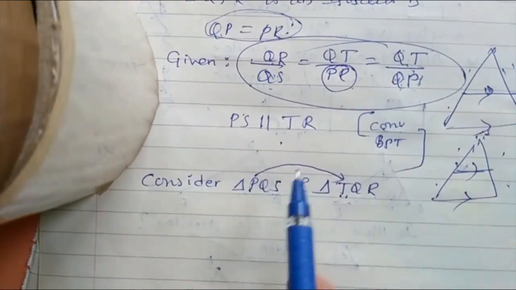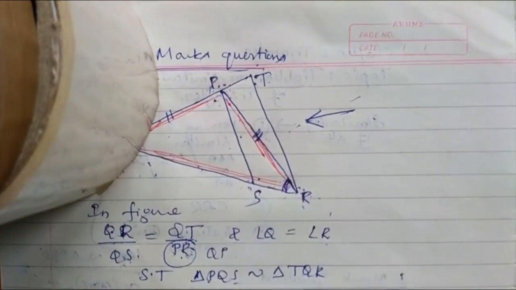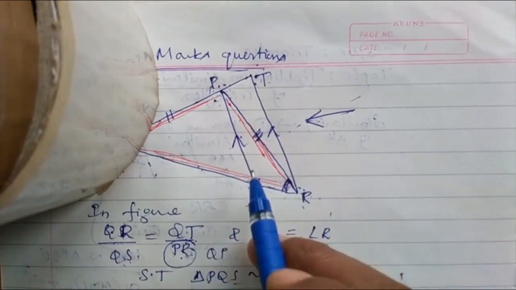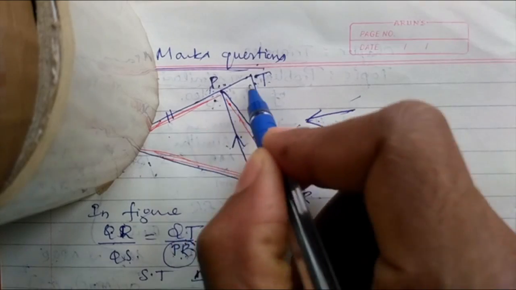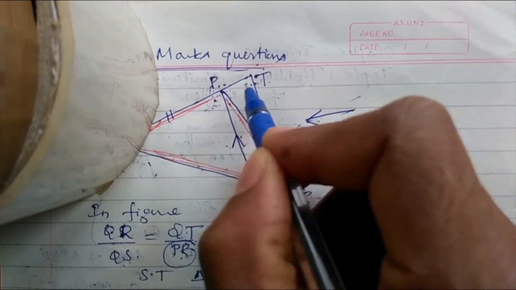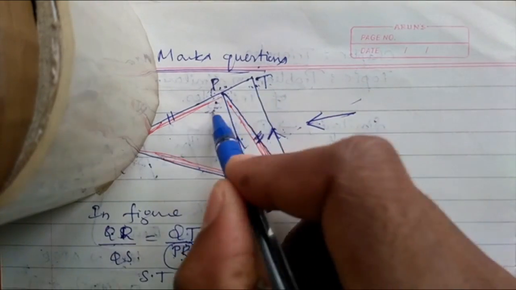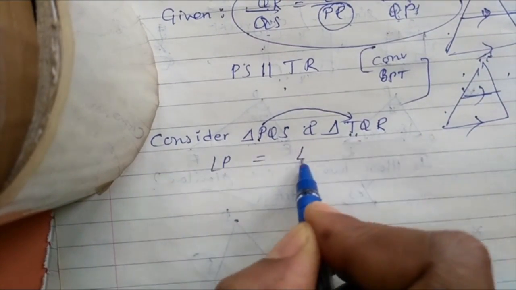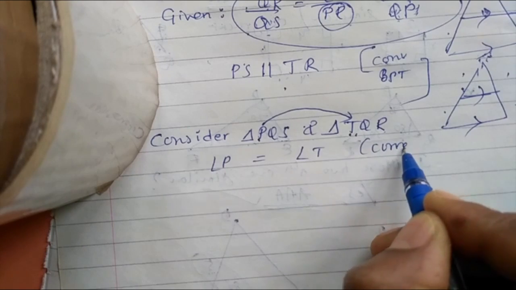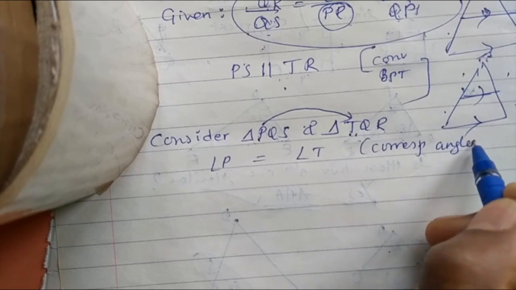How come these two are equal? Just now we showed that PS and TR are parallel. When these two are parallel, angle P and angle T are corresponding angles. So we write angle P is equal to angle T, corresponding angles.